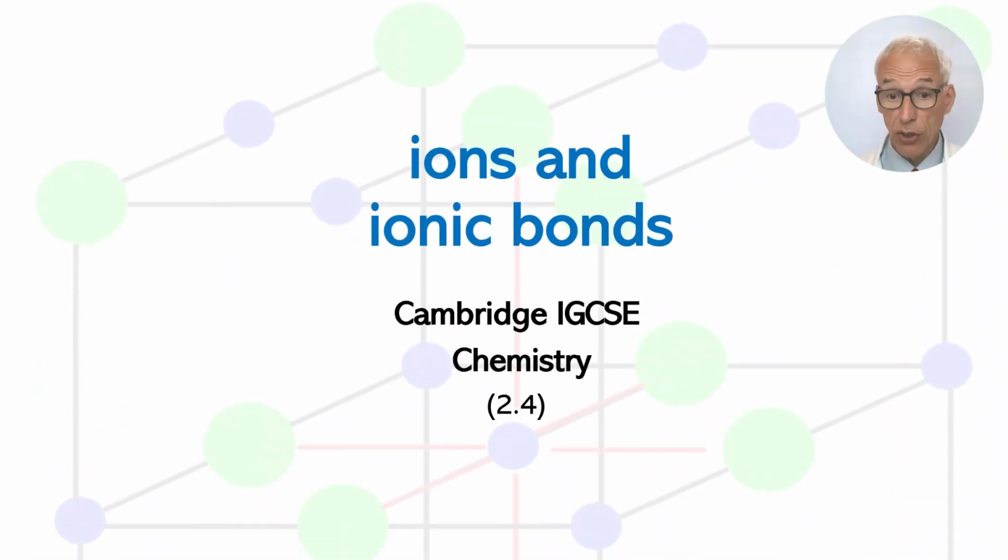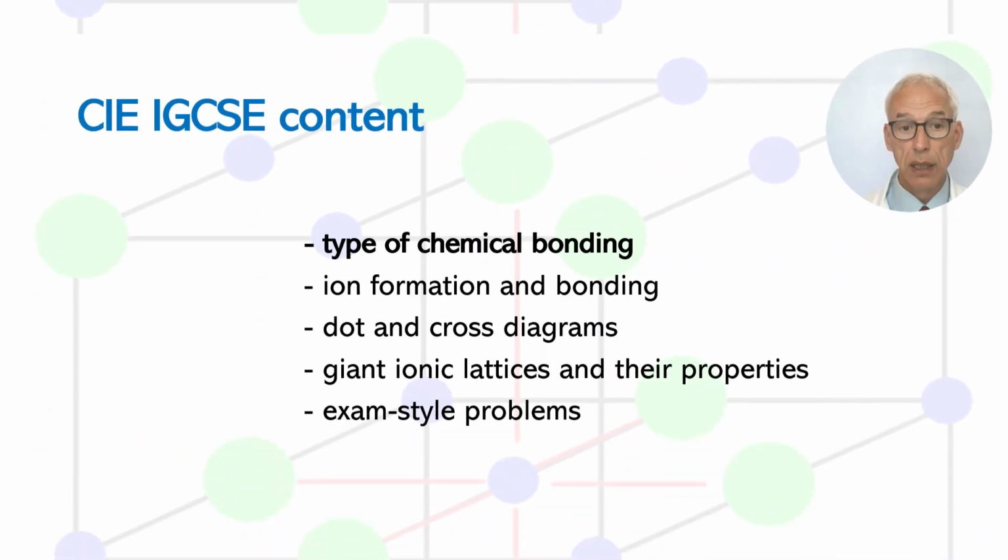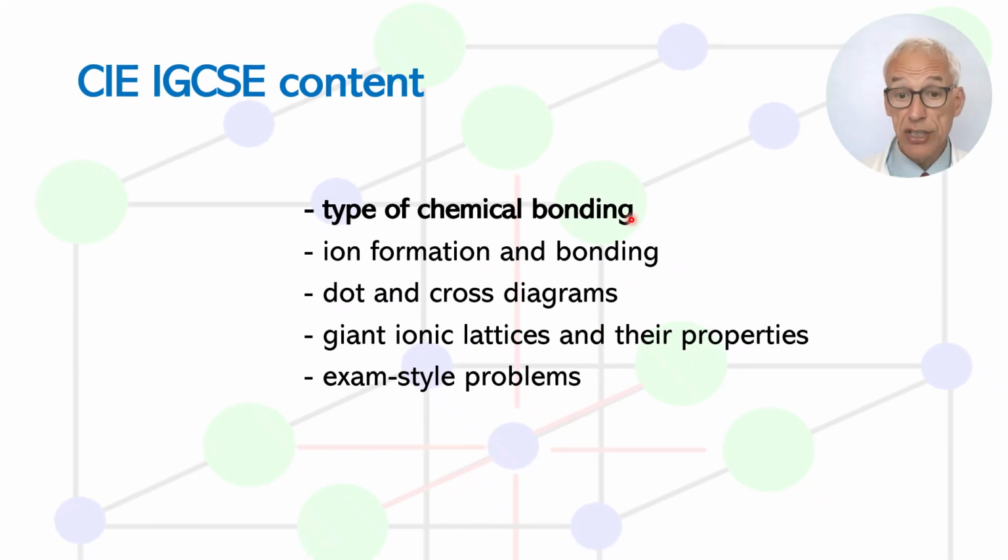Ions and ionic bonds for Cambridge IGCSE Chemistry. Cambridge IGCSE requires knowledge of the type of chemical bonding, ion formation and bonding, dot and cross diagrams for ionic compounds, giant ionic lattices and their properties, and I would advise that you try the exam style review problems before moving on to another class.